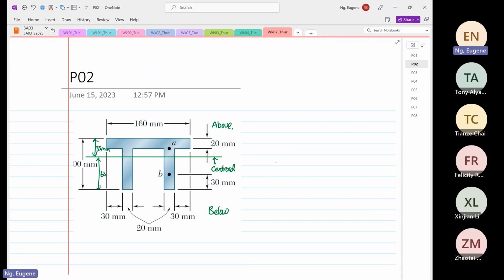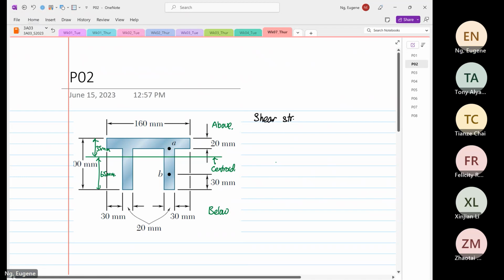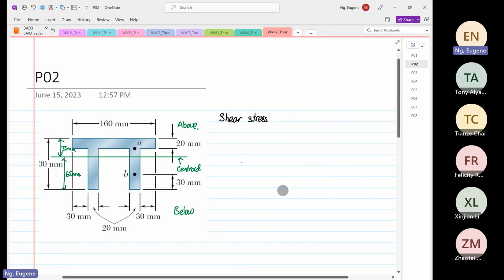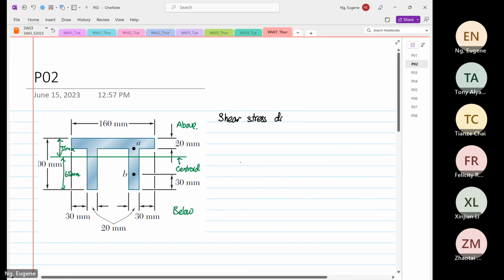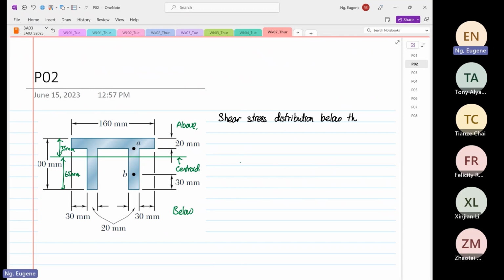is equal to 65 millimeters. Okay, so now let's look at shear stress distribution below the centroid.